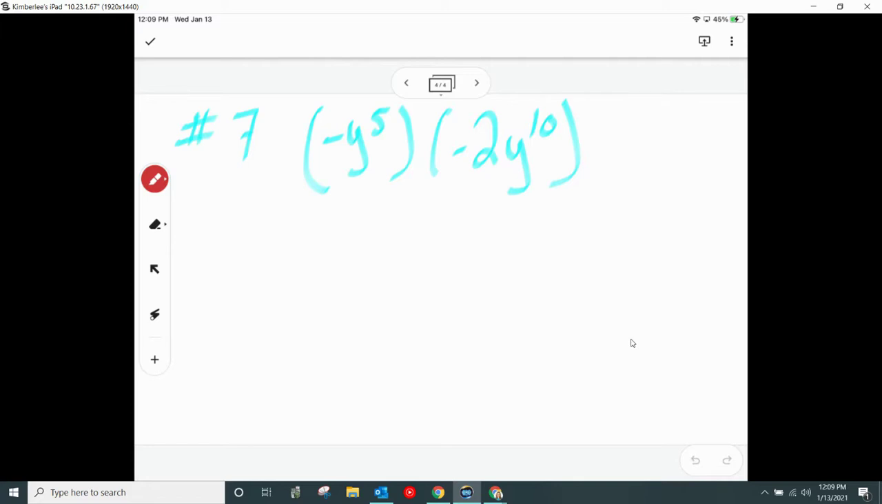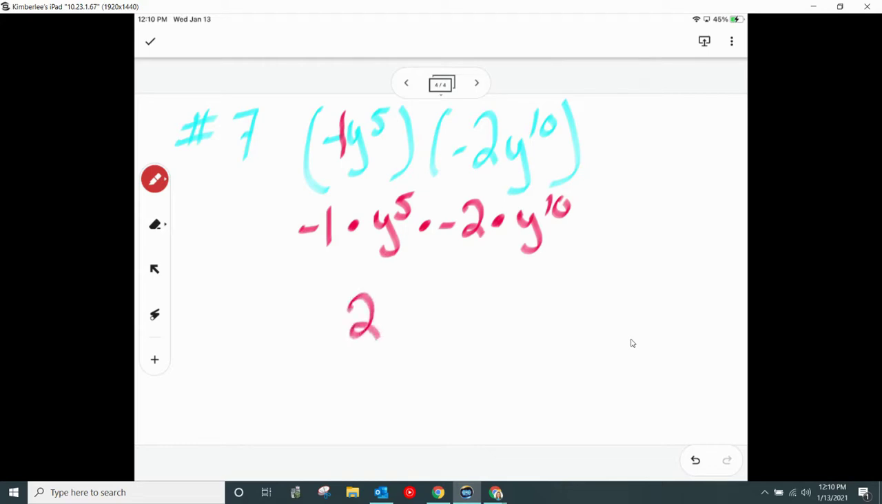Again, parentheses just mean to multiply, guys. So this is the same thing as negative. Now remember, there's no number in front of the y written, so we know that number has to be 1. So negative 1 times y to the 5th times negative 2 times y to the 10th. That's how you can think of it. And we know what negative 1 times negative 2 is. Negative times a negative becomes a positive. 1 times 2 is just 2.